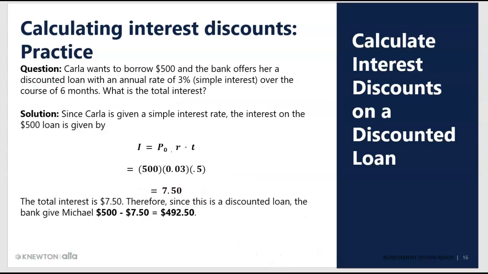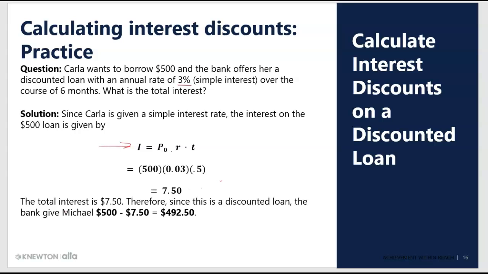All right, so now we're back to Carla. Carla wants to borrow $500, and the bank offers her a discounted loan at 3% simple interest over the course of 6 months. What's the total interest? They simply are asking you to calculate the interest. It's $7.50.